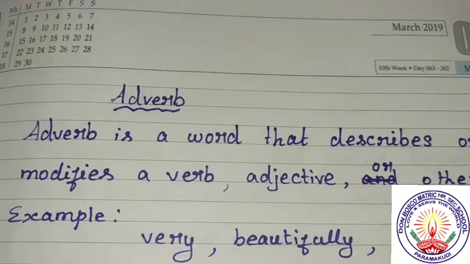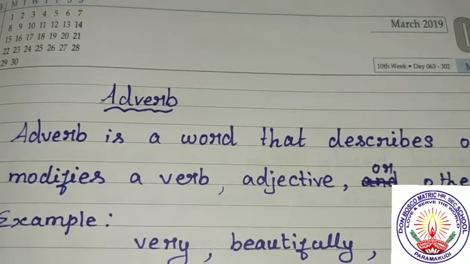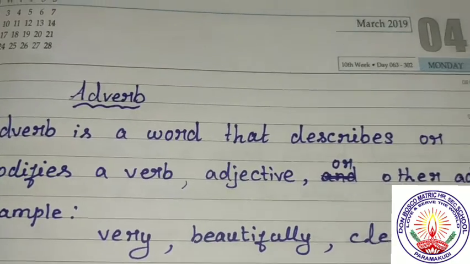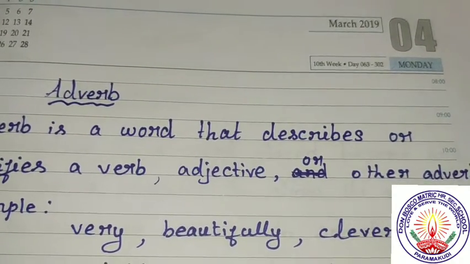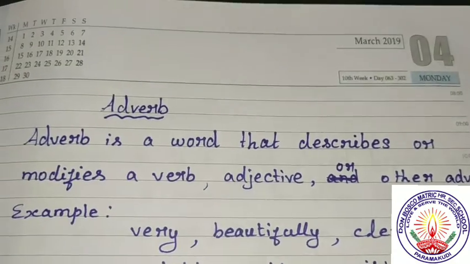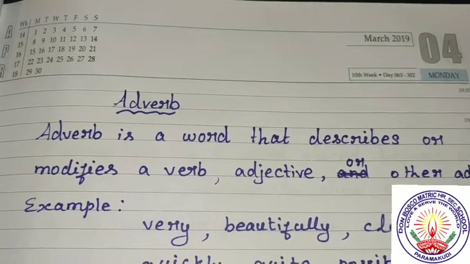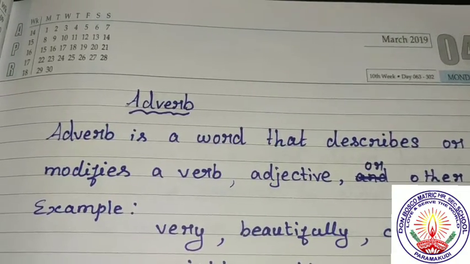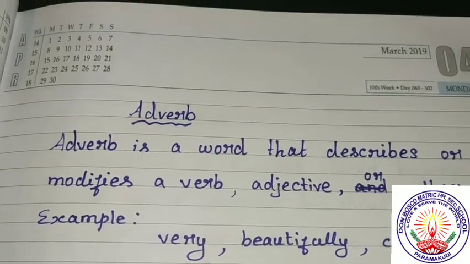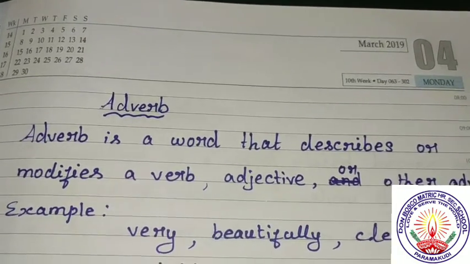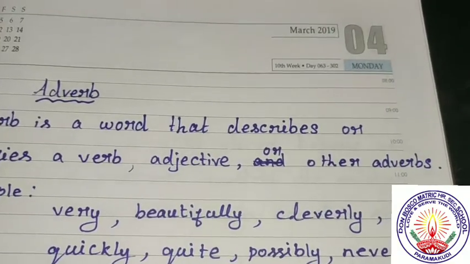Then the next part is adverb. What is an adverb? An adverb is a word that describes or modifies a verb, adjective or other adverbs. So already you know adjective: an adjective qualifies or describes a noun. But here an adverb describes a verb. It qualifies a verb, and not only a verb, sometimes it qualifies adjectives and other adverbs.